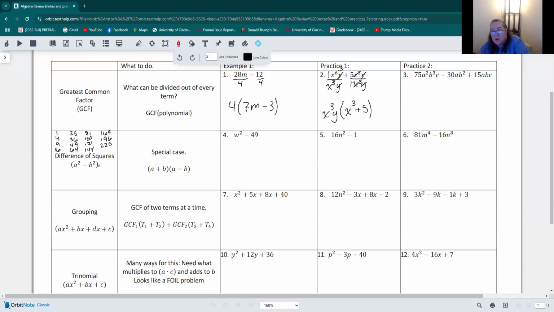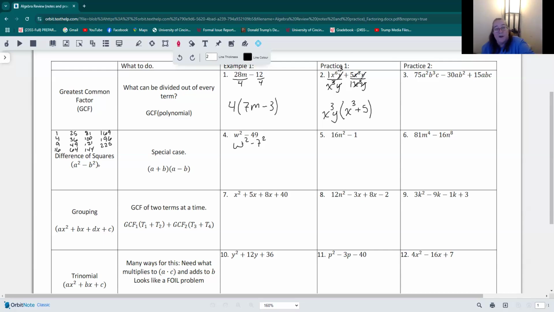So this problem, w squared minus 49, is the same thing as w squared minus 7 squared. Both of them are perfect squares. Then we have the formula. The formula is just what was squared plus what was squared, in the back of the parentheses, times what was squared minus what was squared in the back of the parentheses. So I have a w squared and a minus 7. I have to have the minus sign.